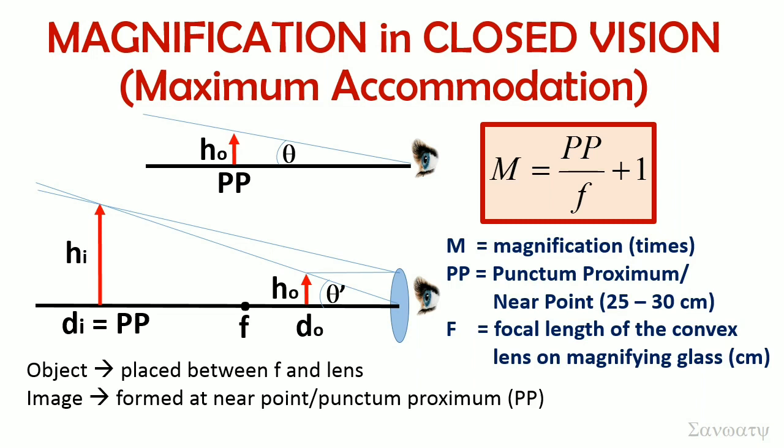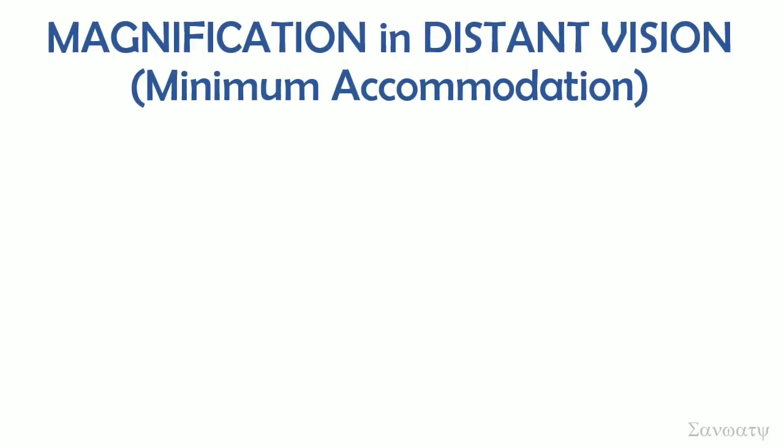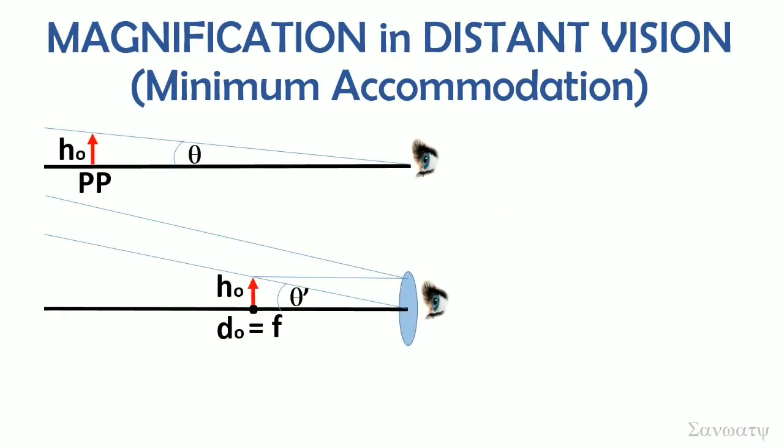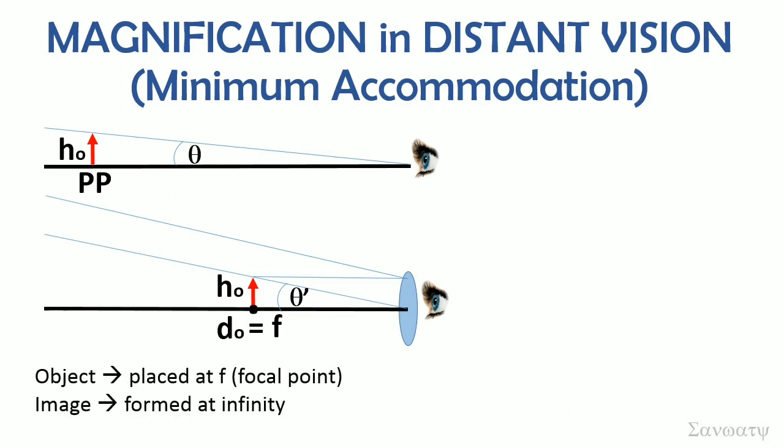Usually for normal people, it ranges from 25 to 30 centimeters. And f is the focal length of the convex lens or magnifying glass. Usually it is measured in centimeters. The next one is magnification in observation with distant vision or minimum accommodation. In this condition, the object must be placed at the focal point so that it will create an image at infinity, and it will allow parallel rays to come to our eyes.